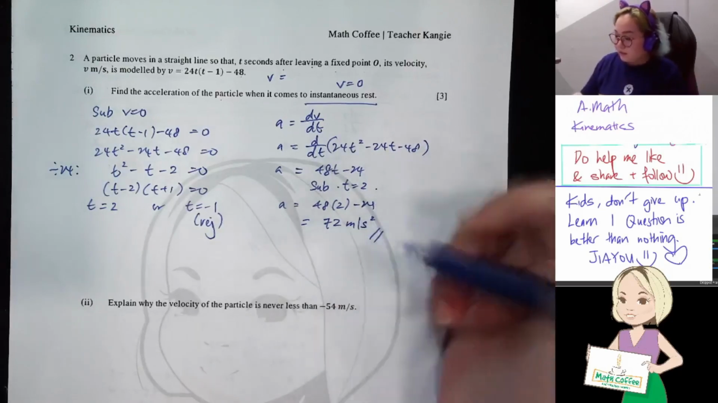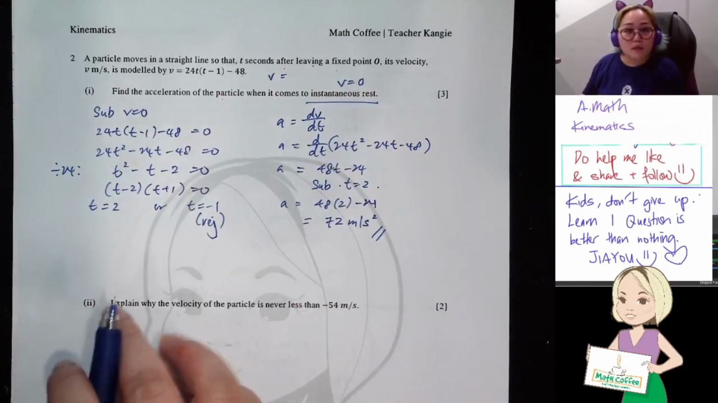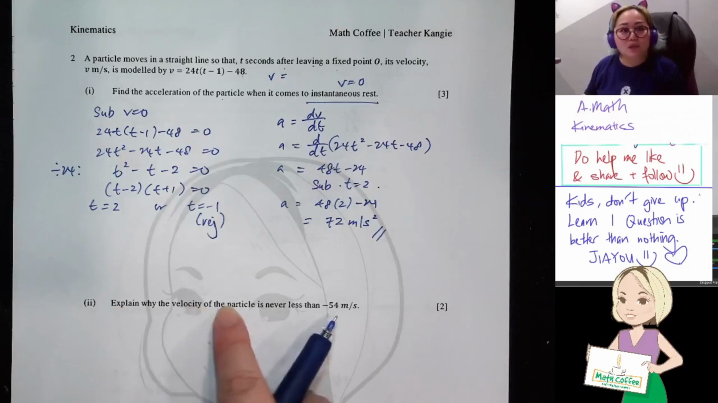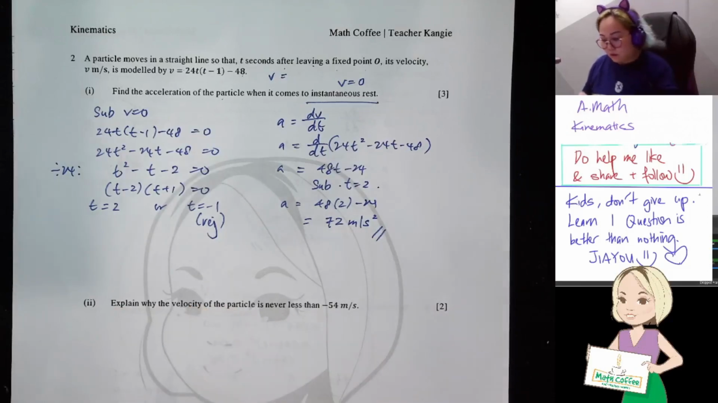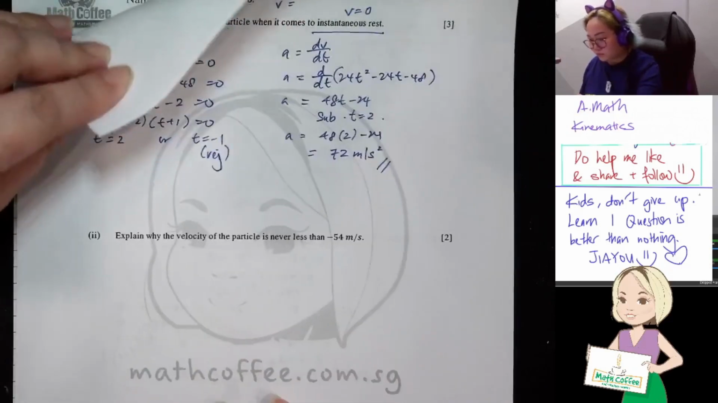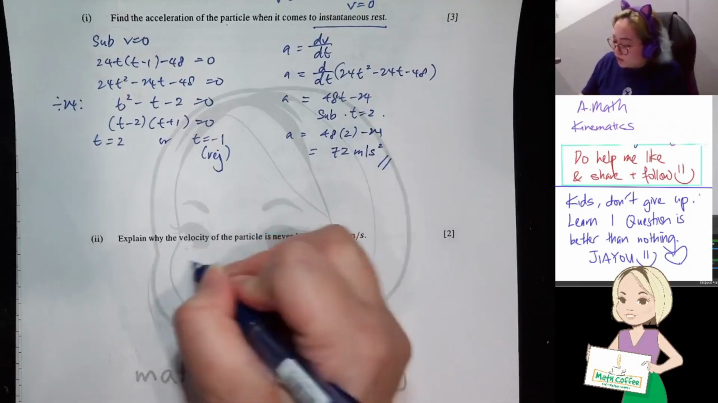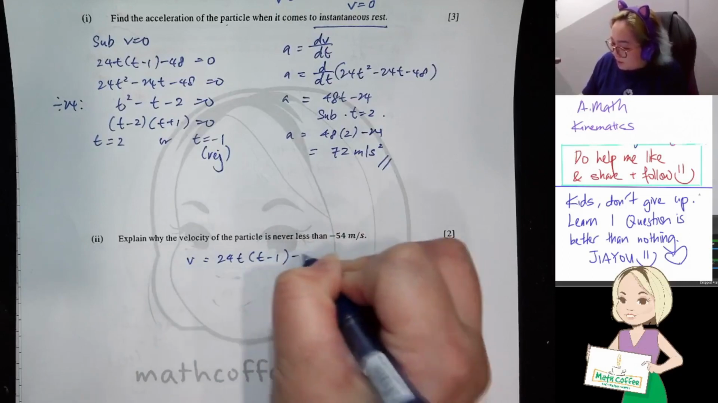And that will be the answer for part 1. Very straightforward. Okay, now let's move on to part 2. They say explain why the velocity of the particle is never less than negative 54. Okay. So what you need to do is, okay, let's analyze our velocity expression. V is equals to 24t, t minus 1 minus 48.